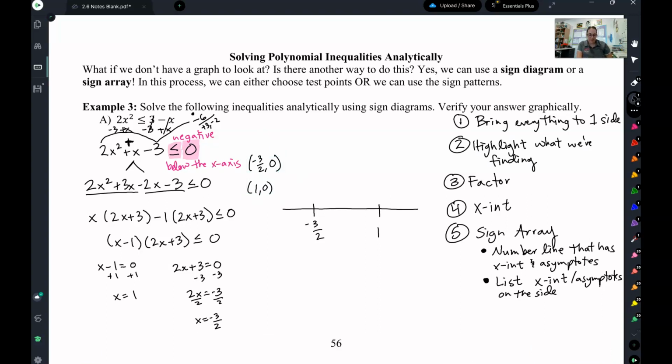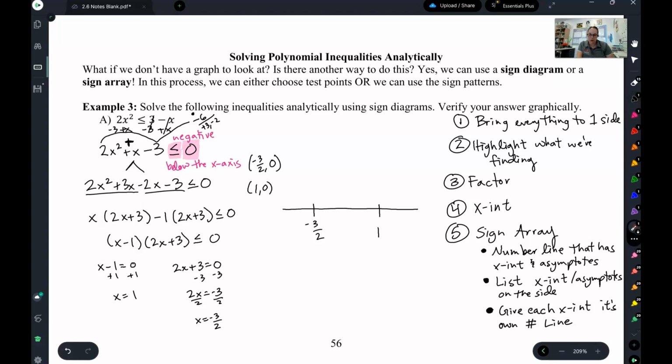Now that I have my x-intercepts listed on the side, the next step is to give each x-intercept its own number line. And this is probably the most confusing part of sign arrays, so we're going to go slow here. Here's what I mean by giving them a number line. We've talked about all chapter.